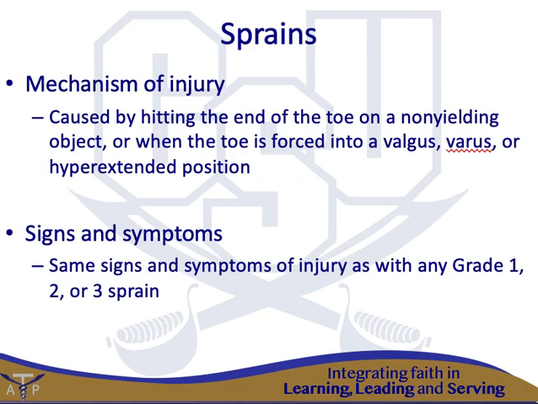We might also get foot sprains. Typically, this occurs in the midfoot. It occurs to the medial, longitudinal, collateral ligaments, cartilage, and joint capsule areas. And toe sprains are caused by hitting the end of the toe on a non-yielding object, such as kicking something solid.